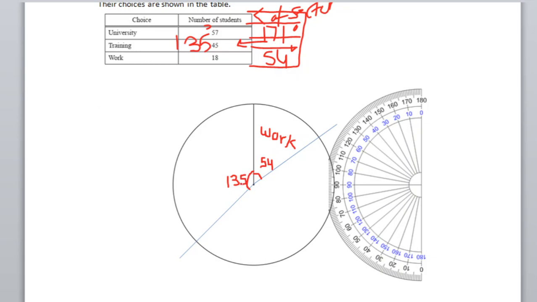And this represents training. The final angle will automatically be 171 degrees, and label that university.